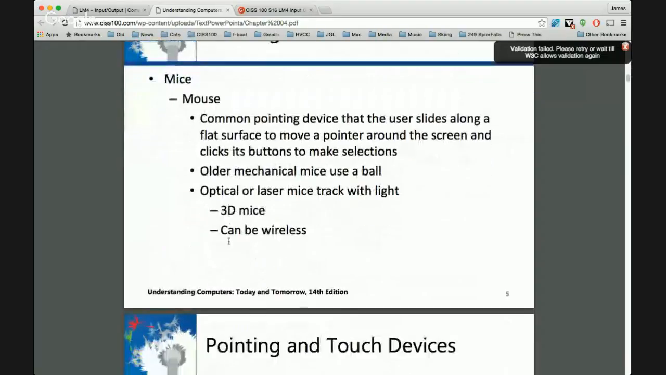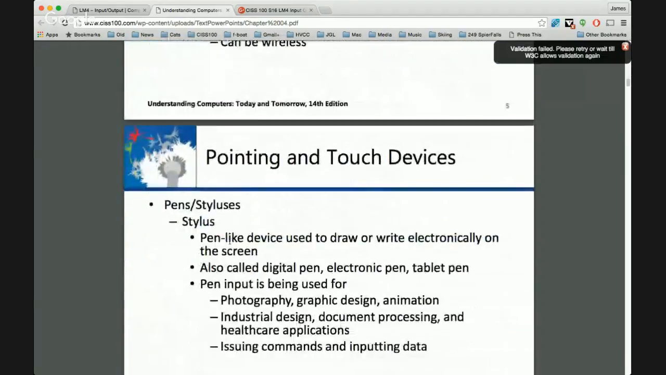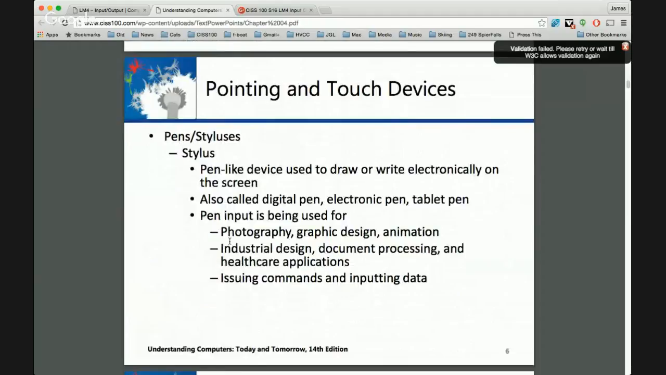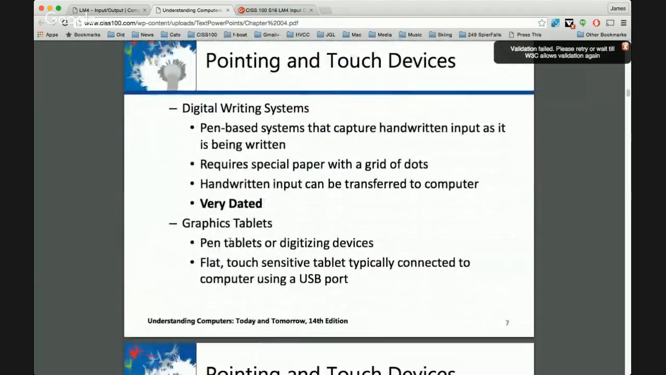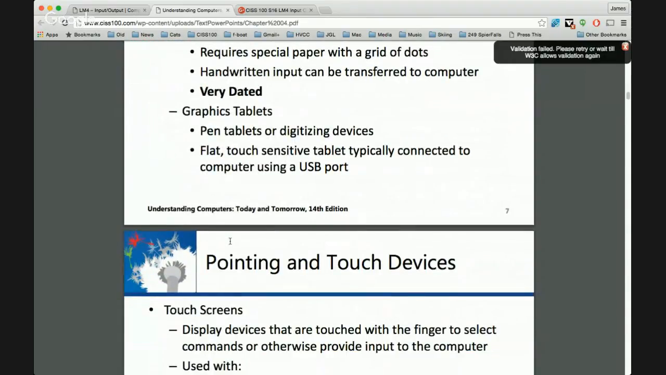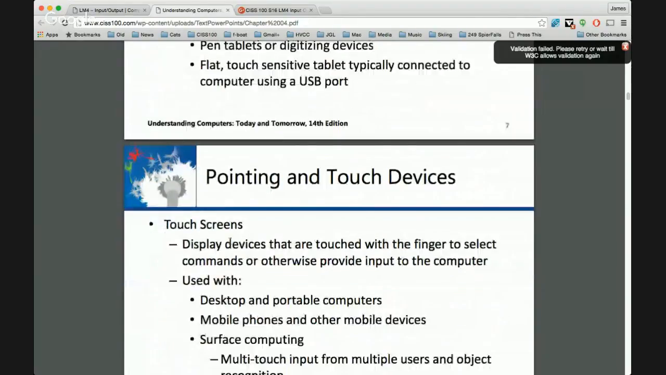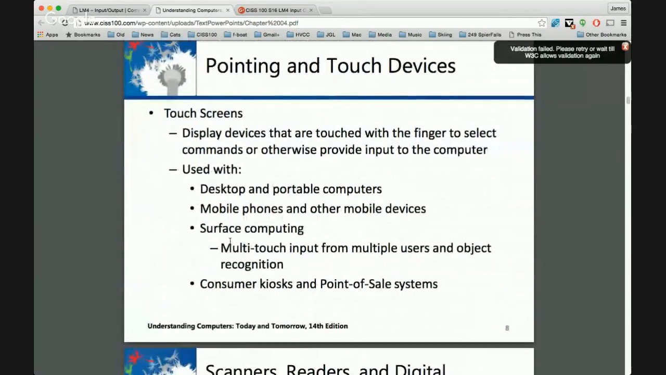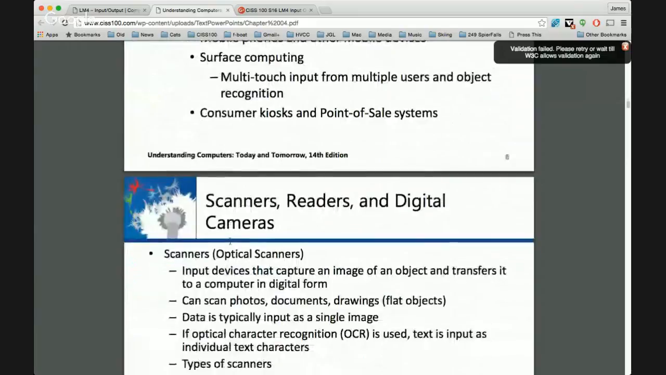I'm not going to say anything about the mice or mouse. I'm not going to say anything about pens or styluses. Anybody ever use handwriting recognition? Couple, what'd you think? Sometimes it doesn't work. Yeah. With my handwriting, it would never, ever work. So, again, moving on. Graphics tablets exist, you know, for the fine arts, for editing, things like that. Touchscreens, it is going to be a quick class.